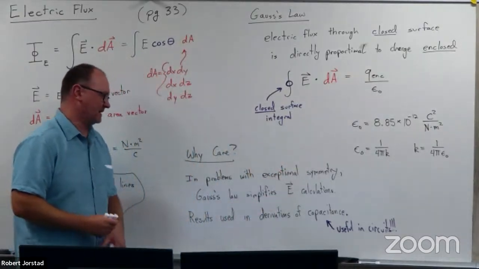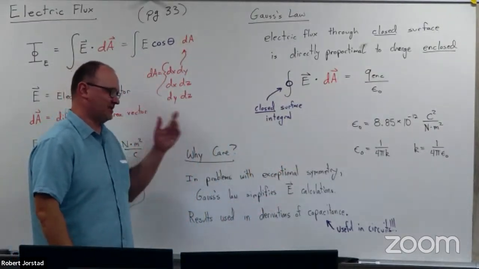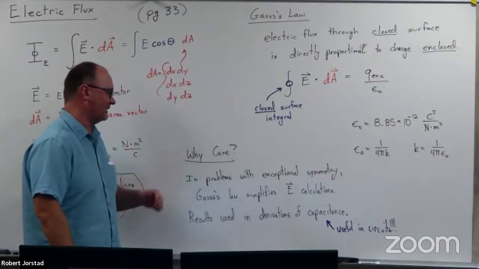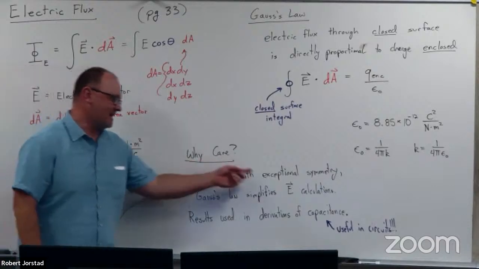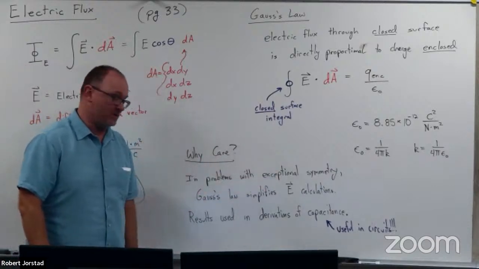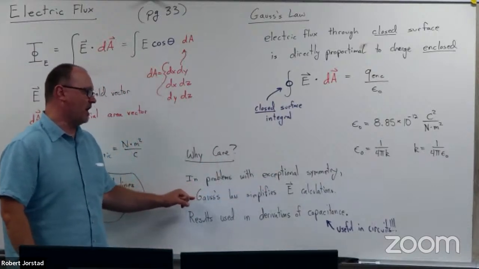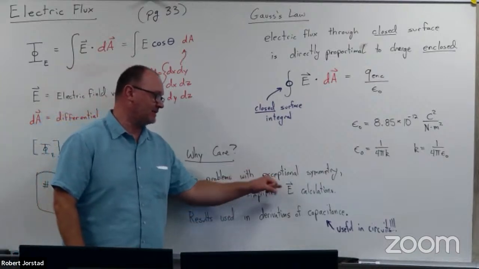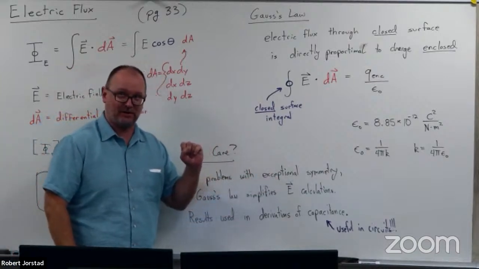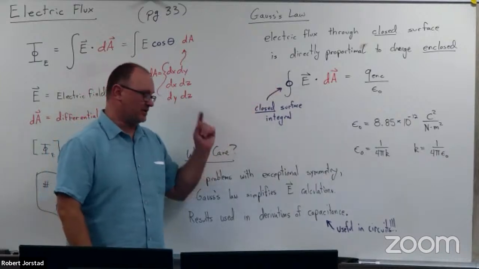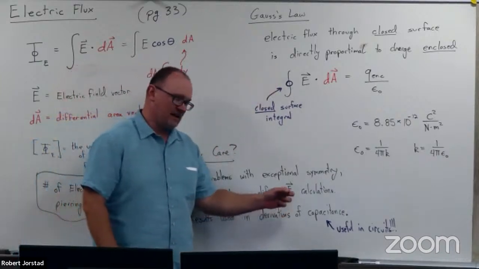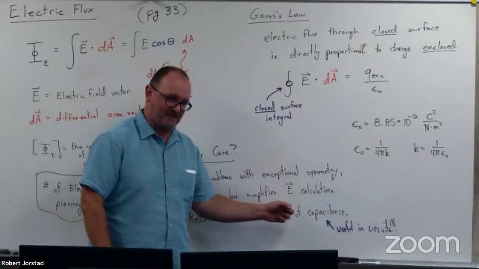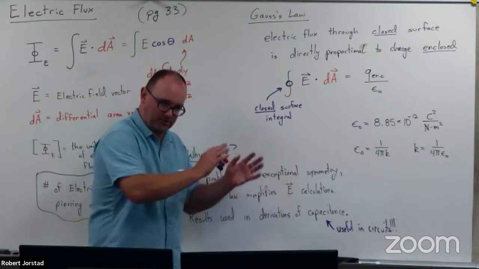Why do we care about this, right? This seems like just pure math, and it seems like it. I love it. But why should we care? In problems with exceptional symmetry, and I'll show you a few in just a second, Gauss's law will actually make electric field calculations simpler. And you may not see it right now, but I'll show you that in a second. And those results are used in our derivations of capacitance of various shaped metal plates.